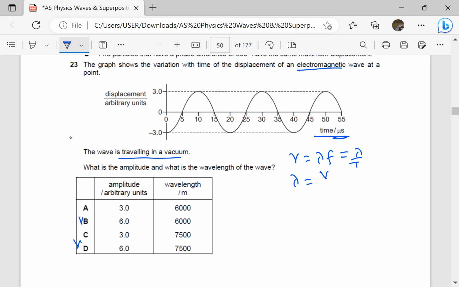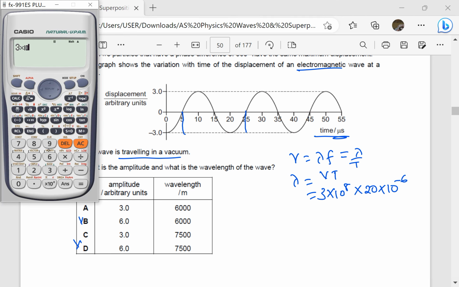So the wavelength is going to be lambda times T, because F is 1 over T. So V for electromagnetic waves is 3 times 10 power 8. Then T from the graph: this is 5 and this is 25. That's one complete cycle, so that is 20 times 10 power negative 6. So 3 times 10^8 times 20 times 10^-6 is 6,000. So the answer is going to be A.